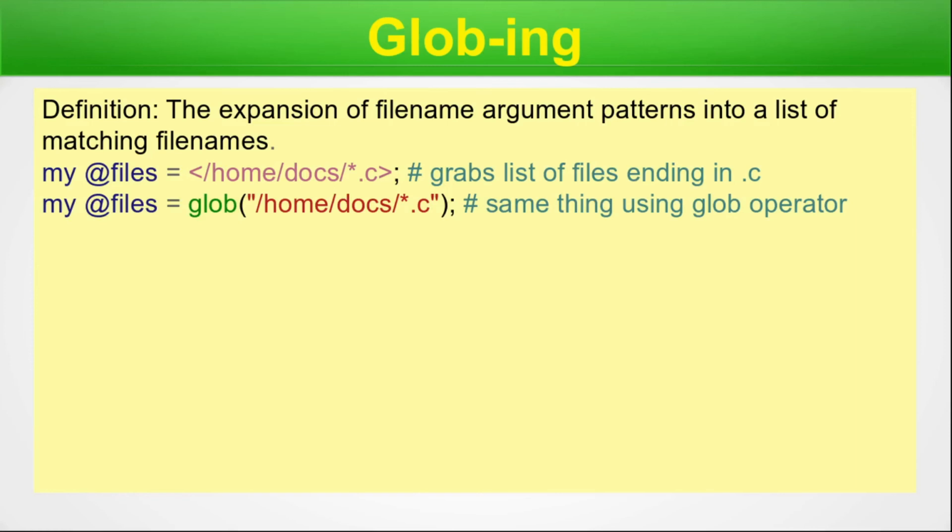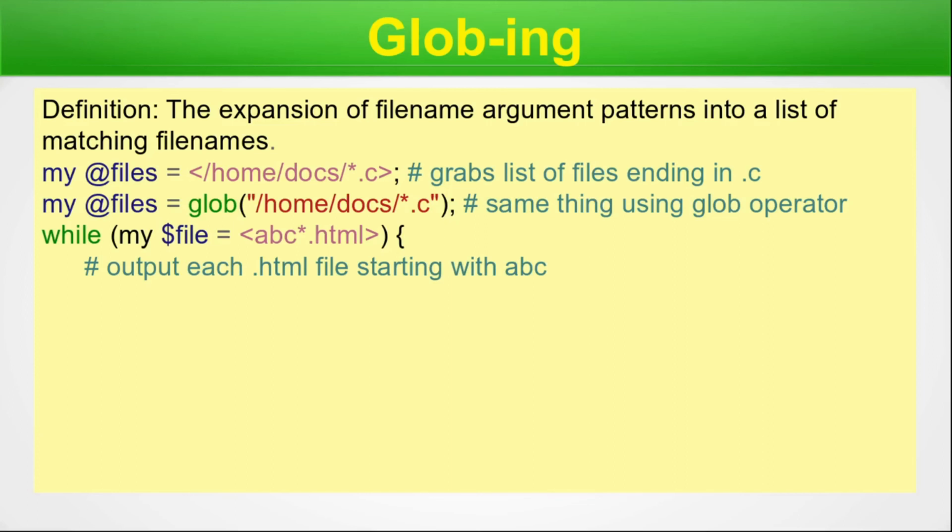This is a different kind of file operation, but I am covering it in this episode because it is very important in VLSI. Now, while my $file then abc star.html. So this is another way of globbing, okay. Output each .html file starting with abc. What we do is print here. We can print like this. This is one way. So this is another kind of globbing, but here we are using the while. We are not opening a file; we are listing a list of files and printing them like that, okay.